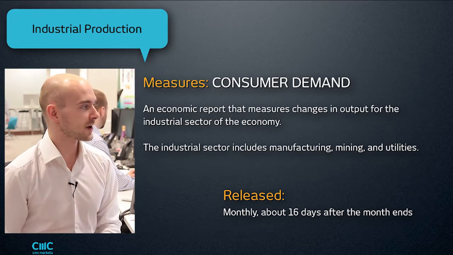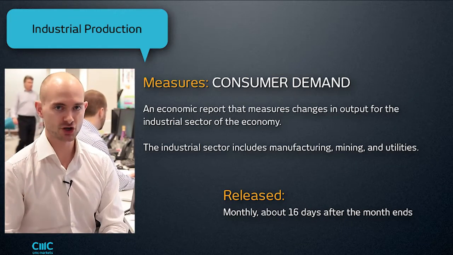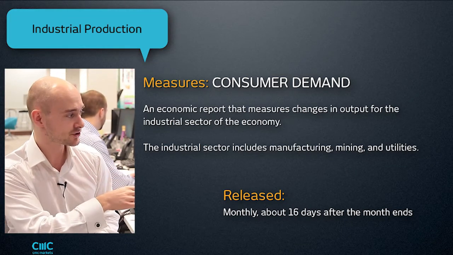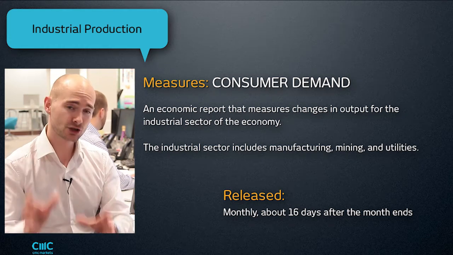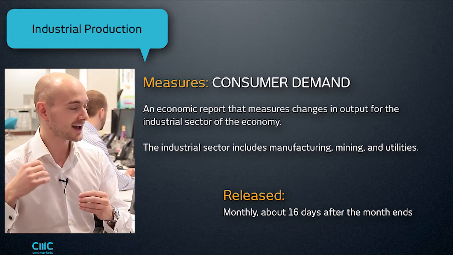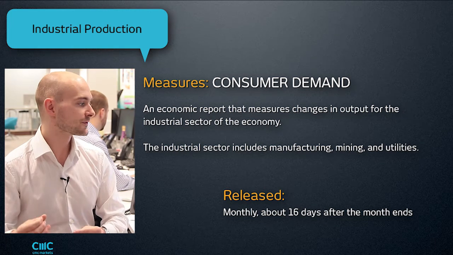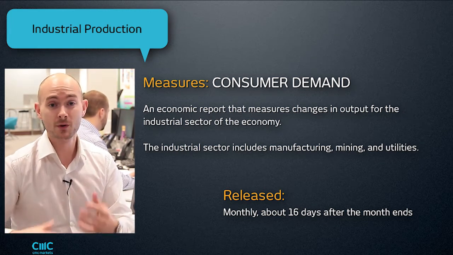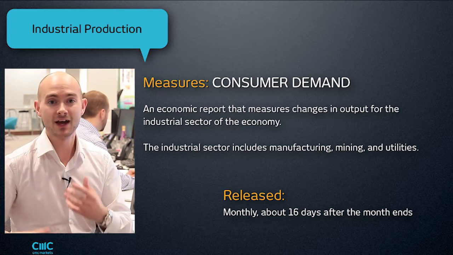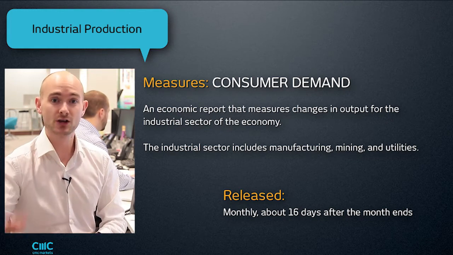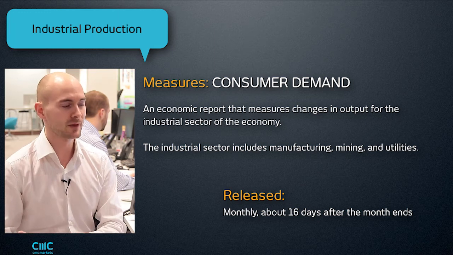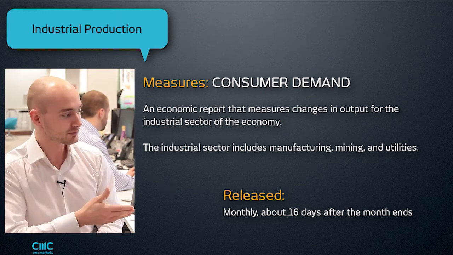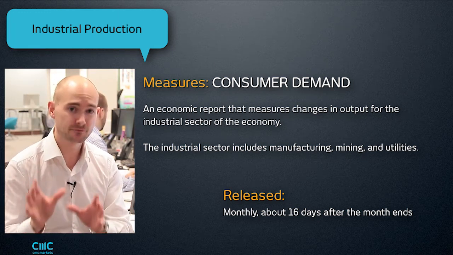The next one we're going to go ahead and have a look at is industrial production. This one's quite important because it measures consumer demand. And it's an economic report that gives a bit of a measure of the output of the industrial sector of a particular economy. Obviously massively important. How is industry doing? How many products are they producing? Is that going up? Is that going down? It's quite a broad measure of a particular economy. And it's released monthly, about 16 days after the month itself ends.